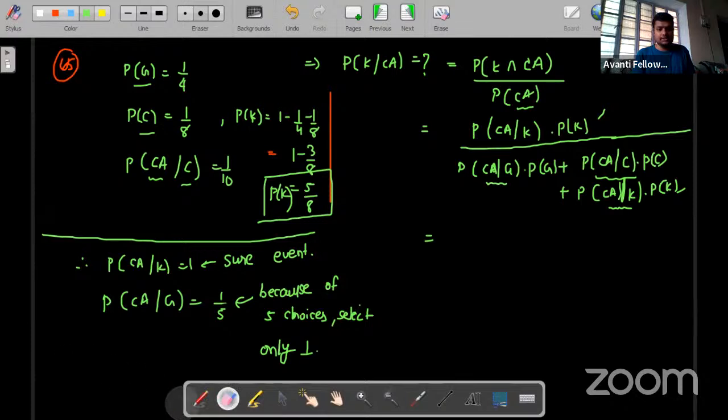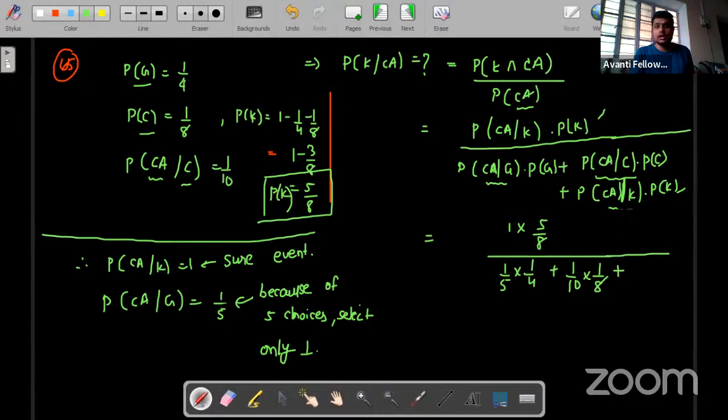And the last part, the probability of a correct answer given that he copied, I think we have already done, yes. So we are going to use it now. P(C given K) is 1 into P(K), P(K) is 5/8, divided by P(C given G), which is 1/5, so 1/5 into P(G), P(G) is 1/4, plus the correct answer given that he copied, 1/10, into P(C), P(C) is 1/8, plus the probability of a correct answer when he knows the answer, a sure event, so 1 into P(K), P(K) is again 5/8.